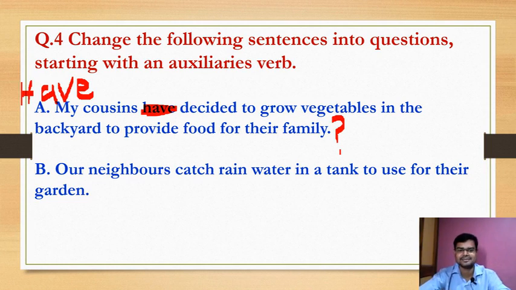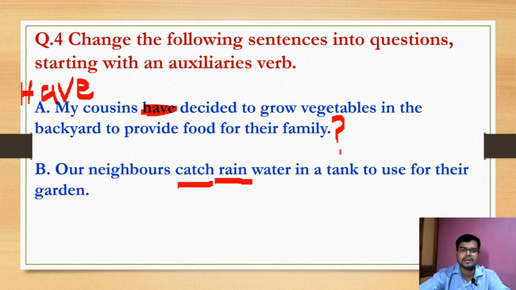It's very easy. Next: our neighbors catch rainwater in a tank to use for their garden. As you can see, my dear students, the sentence is a positive sentence. Catch is a simple verb. They have not used the second form of the verb, hence the sentence is in present tense. And you can see they have not used any auxiliary verb.